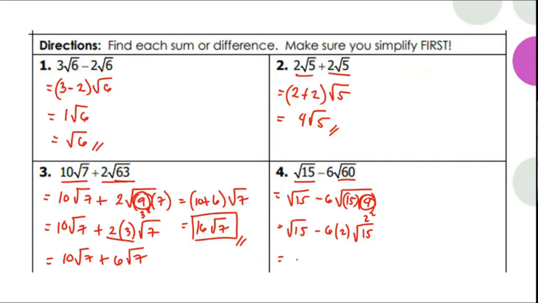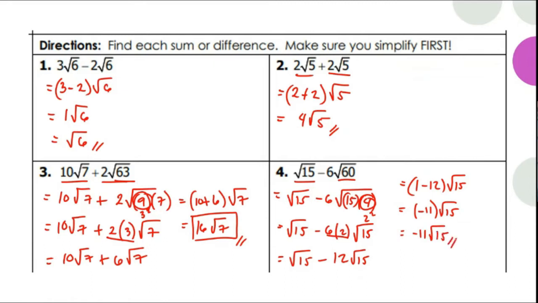So that is now square root of 15 minus 2 times 6, which is 12 square root of 15. In this case, they are now similar. We can now combine the two radicals, so it will become the quantity 1 minus 12 times the square root of 15. So now it is negative 11 square root of 15, since 1 minus 12 is negative 11. Therefore, the answer is negative 11 square root of 15.